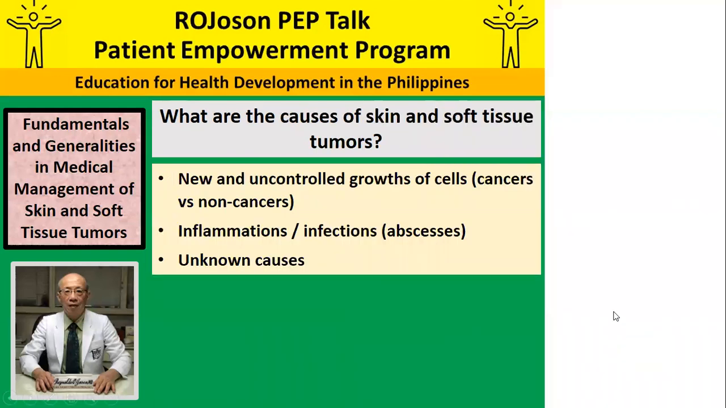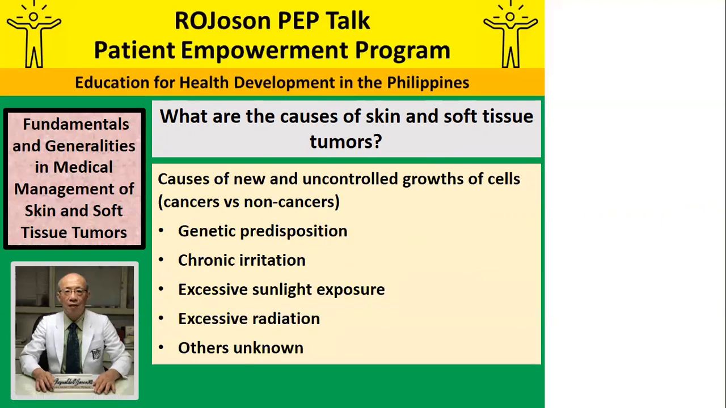What are the causes of skin and soft tissue tumors? Basically, these are due to new and uncontrolled growth of cells, usually cancers versus non-cancers, and it can be due to inflammations and infections, especially presenting with abscesses. And of course, the great majority is that we don't know the exact cause of the skin and soft tissue tumors.